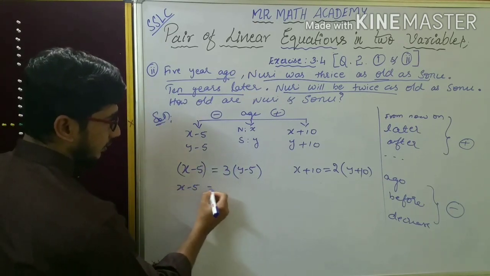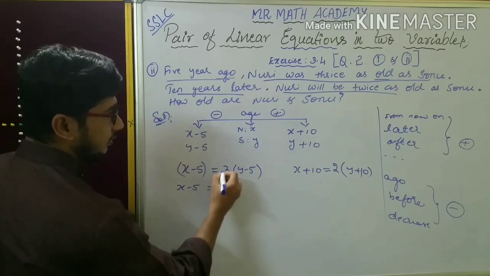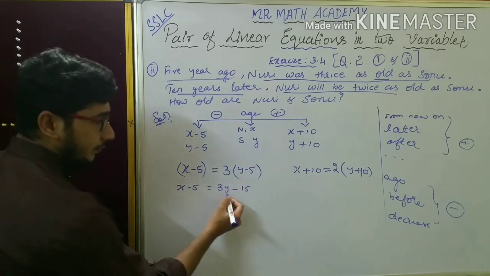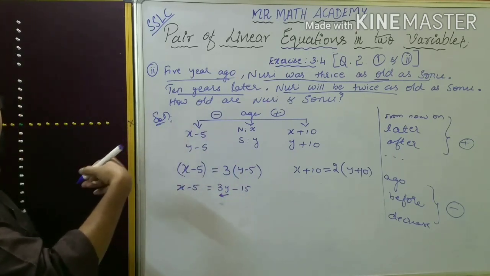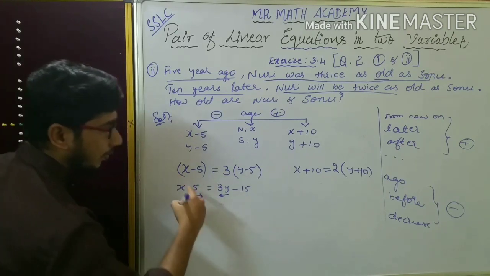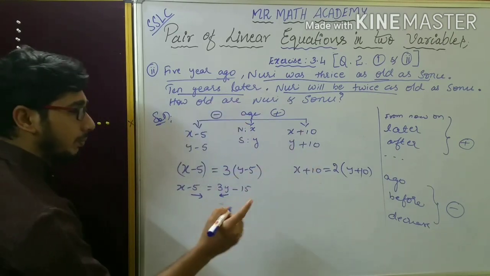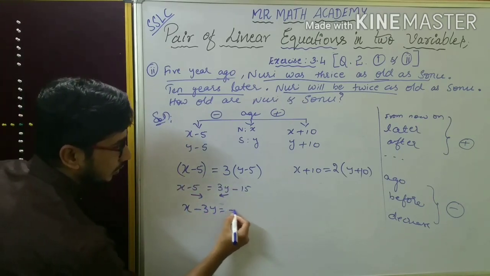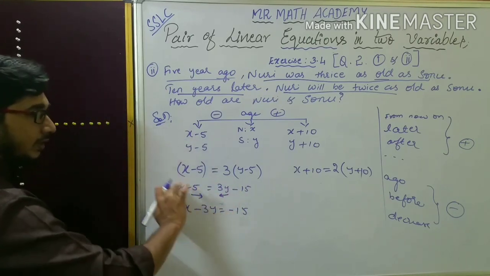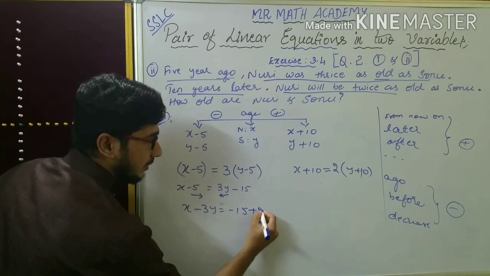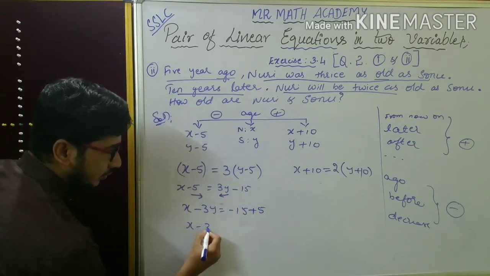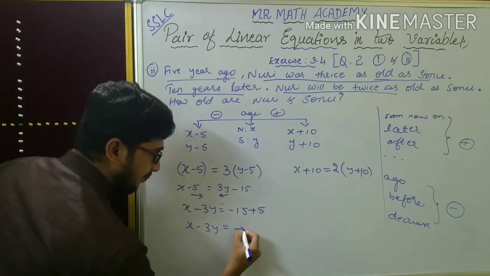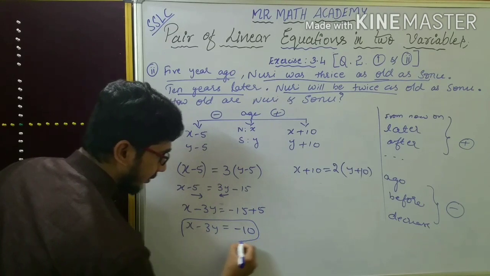x minus 5 is equal to 3 into y, 3y minus 3 fives is 15. Let the constant be in the RHS. We will take the variable inside. So plus 3y will come to the LHS and become minus. Minus 5 we will take to the RHS, it will become plus. So x minus 3y is equal to minus 15 plus 5, which is minus 10. This is the first equation.